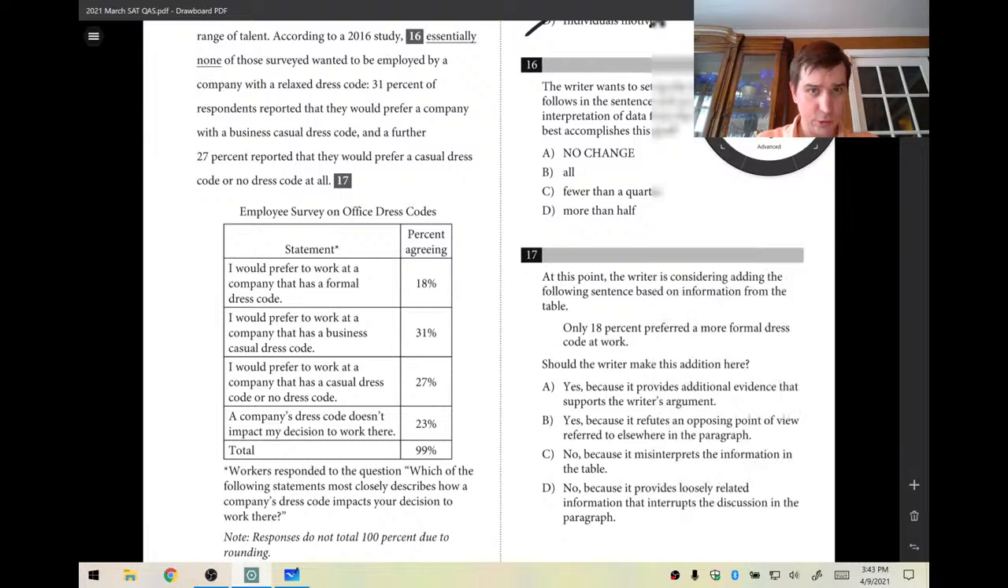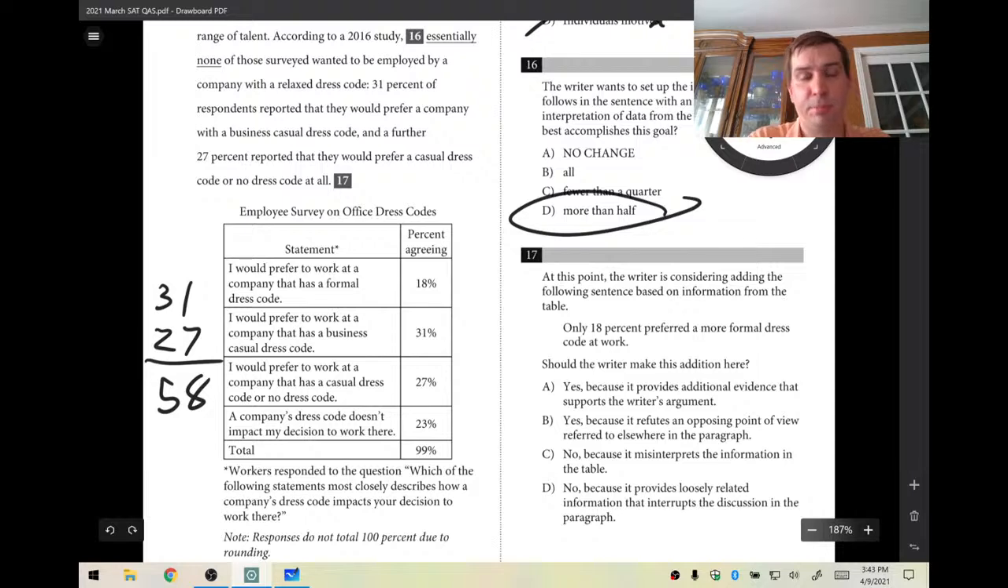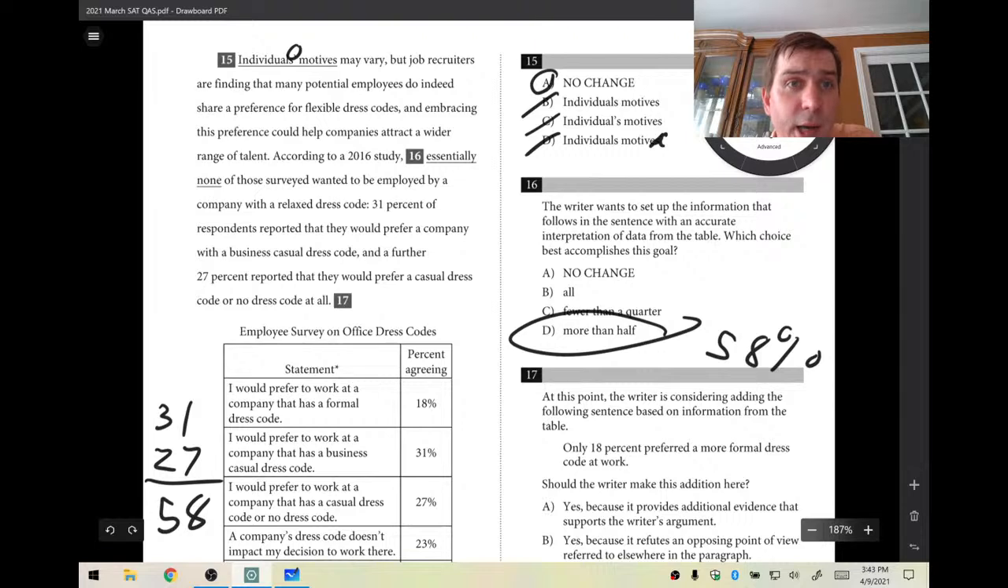All right. So I know I said that you don't really have to perform any complex math with these, but we're really just adding two numbers. So I'm adding 31%, the people who would prefer to work at a company that has a business casual dress code. I'm going to add them to the 27% who say they would prefer to work at a company that has a casual dress code or no dress code. And I got 58%, which is more than half. It's 8% more than half. So about 58% would say they want to be employed by a company with a relaxed dress code.